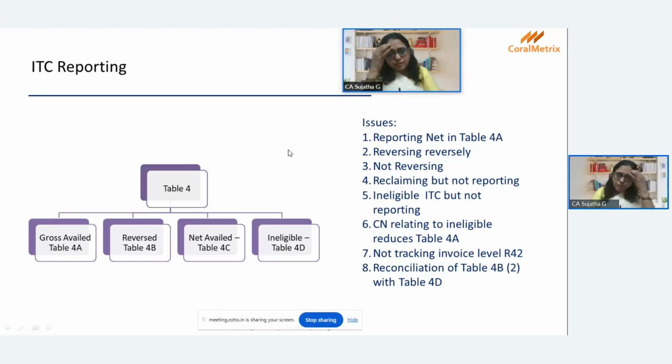Assuming a scenario where there is a blocked credit, right? Blocked credit is there for civil repair, for civil construction. You have not availed it, right? You have not availed. If you have availed it, there is no problem. Availed in the sense I am talking about the table 4A.